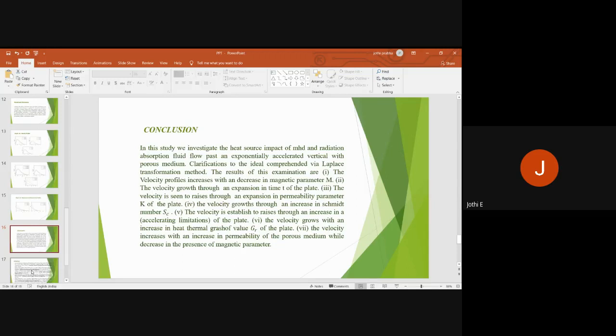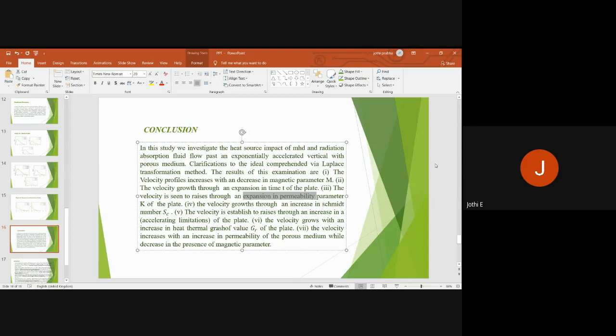fluid flow past an exponentially accelerated vertical plate with porous medium. The solution to the governing equations is found via the Laplace transform method. The results of the examination are: first, the velocity profile increases with a decrease in magnetic parameter M. The velocity grows with an expansion in the time t of the plate. The velocity rises with an increase in permeability parameter K. The velocity grows with an increase in Schmidt number Sc.